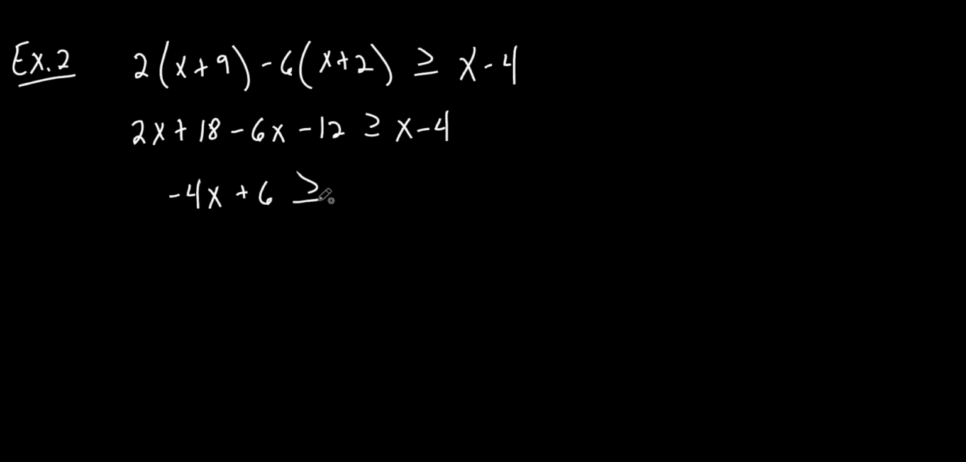Again, I still didn't move anything over, so I just keep that greater than or equal to x minus 4. Now, we want the x's on the same side, so let's put it on the left-hand side. So let's take this minus x to get rid of it here, and put a minus x here. We'll take the positive 6 and move it to the other side, so we subtract a 6 from both sides.